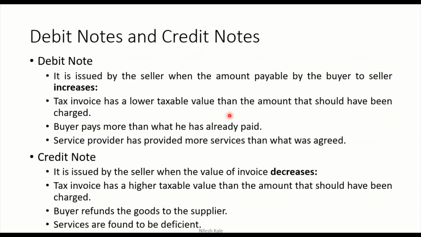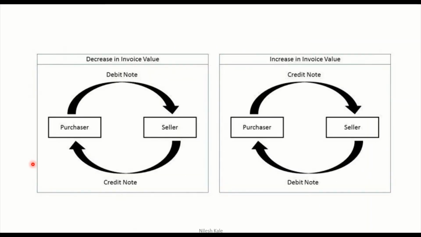Please understand, we are learning these things from the point of view of the seller. It is issued by the seller. That is why I said we are learning these two from the point of view of the seller. So the seller will issue a debit note when there is an increase in invoice value. If the seller is very reluctant and lazy and is not issuing the debit note, then the purchaser has a right to issue the credit note.